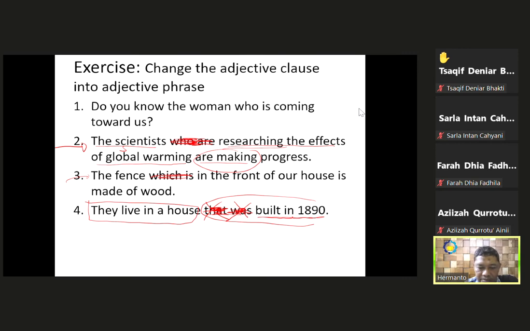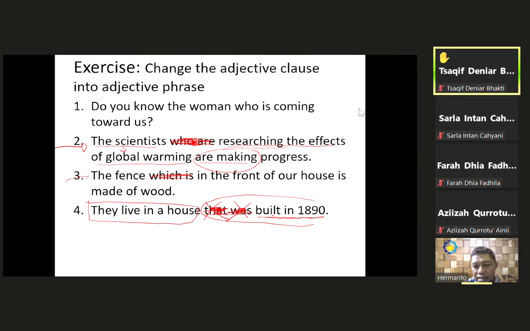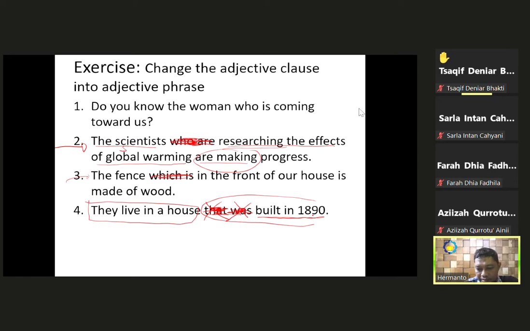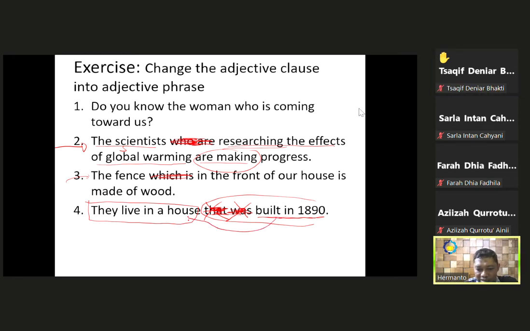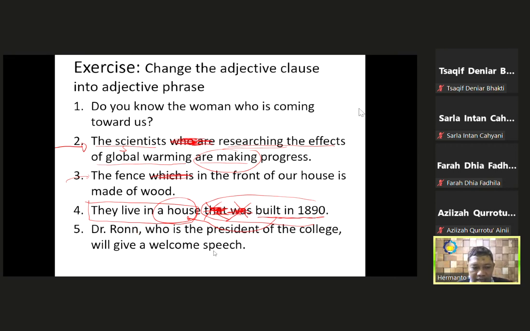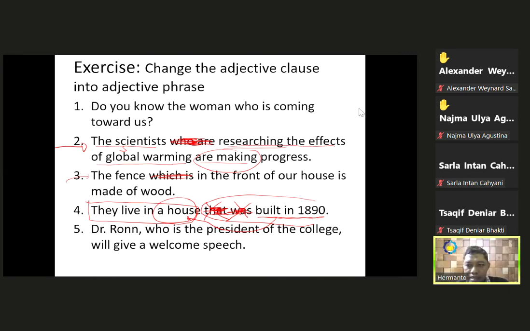Sakif, is it clear to you? Yes. And what is the function of built in 1890? To explain when the house was built. Okay, to explain the house. Yeah, correct. To explain the house, when it was built. Okay, thank you, Sakif. Now, everybody, number 5. Yes, Alexander.